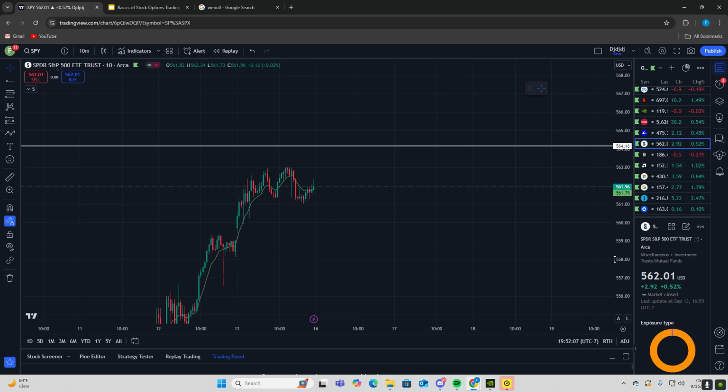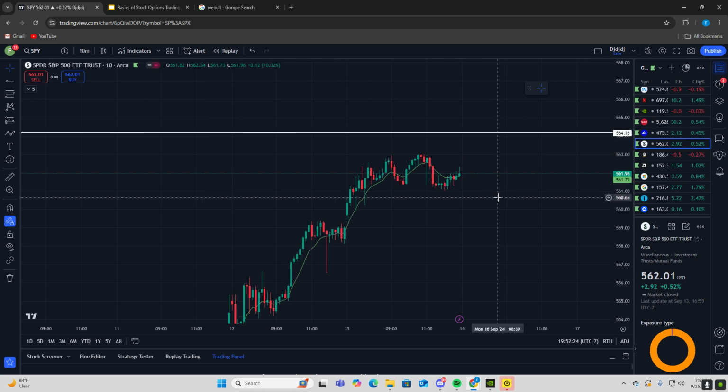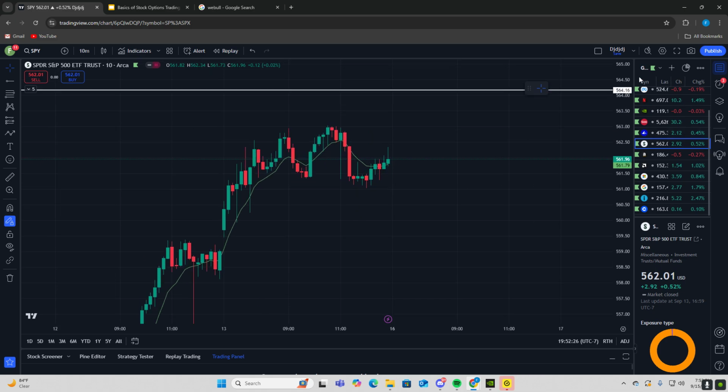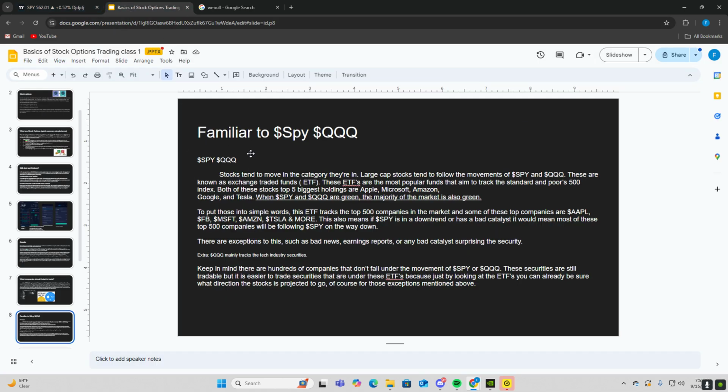But yeah, usually when you see SPY green, then the entire market's probably green. You could look for calls. Or when you see SPY red, then the stocks that are under SPY or under QQQ or the S&P 500, the stocks that fall under that category, they're probably red or green if SPY is red or green. So you can always check SPY and QQQ first before you start looking at anything else.